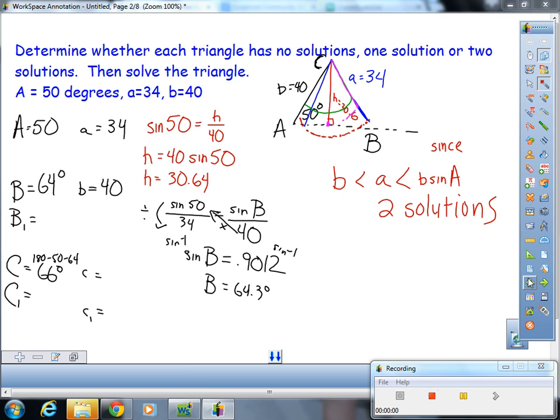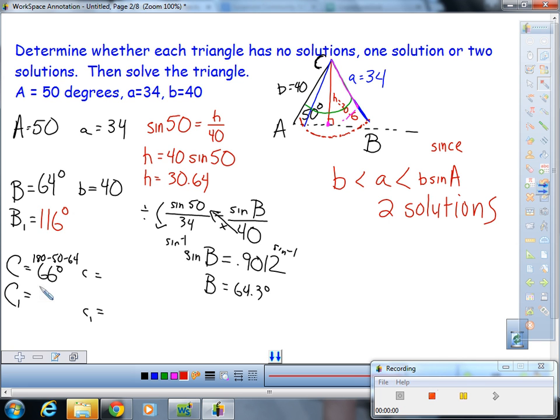Okay, so let me go back to this screen. So what is B1 then? One supplement of this one. 116? I think it's 116. So then what is C1? 14? No, it's not the supplement of C. To find C1, we got to do 180 minus A minus B1. Does everybody understand what we're looking at right now? Okay. So now, how can we find C?